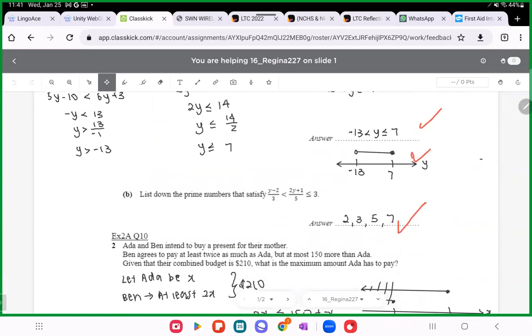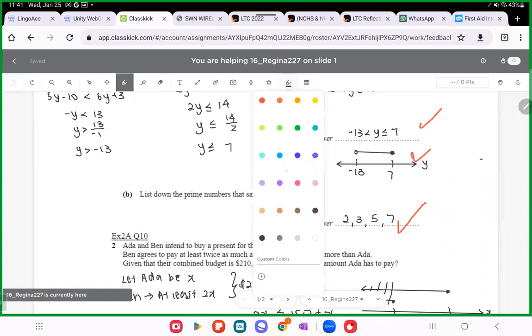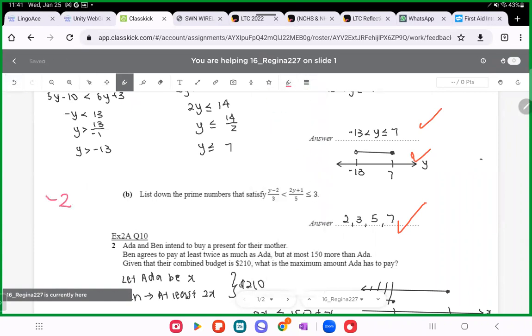Now, people, can you take note? Prime numbers don't have negatives. What is the definition of a prime number? One or itself. People, look up. If I tell you that a prime number is negative 2, can you give me the factors? What are the factors for negative 2?